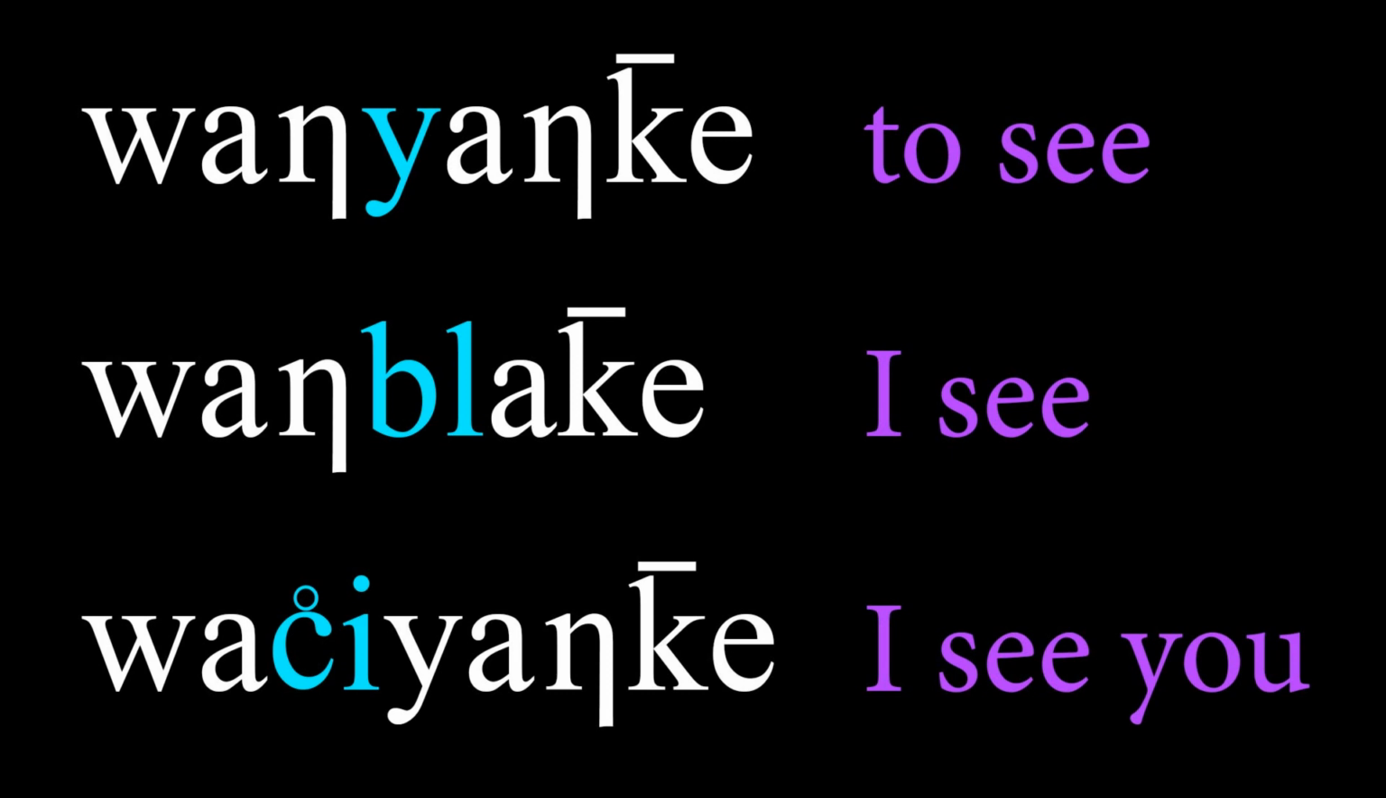Look at how that evolves. See, starting from the Y in Wayonke, that transformed to a BL in the word Wamblake to mean I see. And that BL then transforms into Chi. You see the C with the circle over it and the I. That Chi means I and that third element, you. The rest of the word is the verb, see. I see you, wachianke. See, one Lakota word has three things in it in this example.